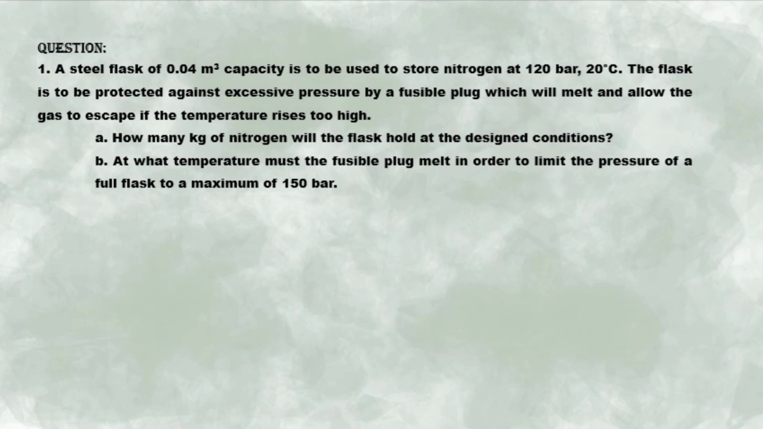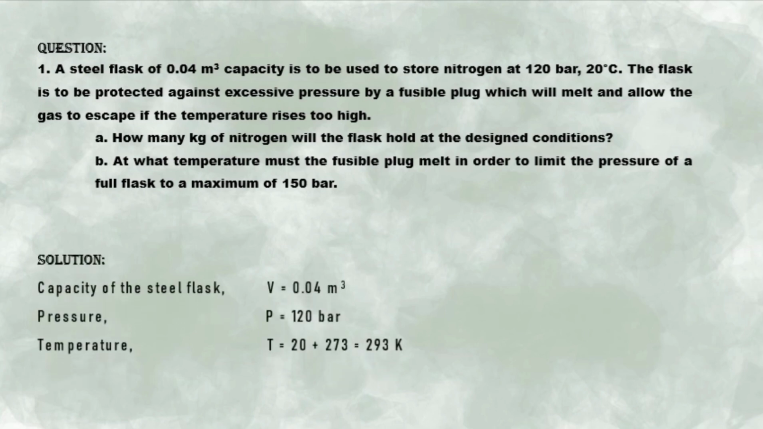And at what temperature must the fusible plug melt in order to limit the pressure of a full flask to a maximum of 150 bar? For our given, we have a capacity of the steel flask 0.04 cubic meter, the pressure 120 bar. For our temperature, we have 20, then we will add 273 to make it Kelvin, and we will have 293 Kelvin.